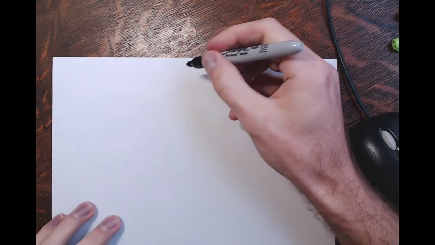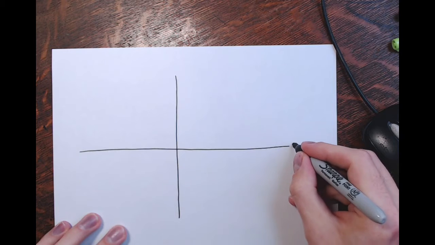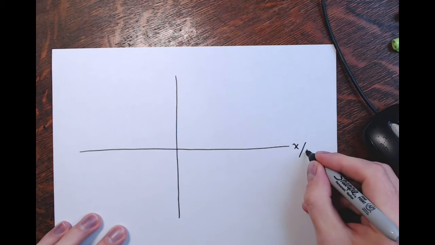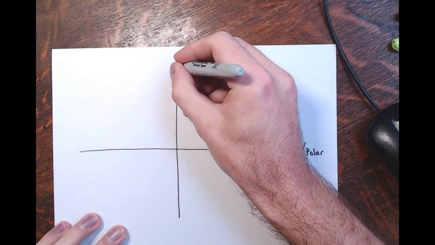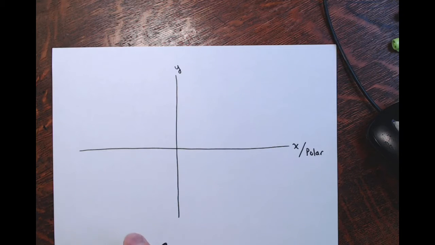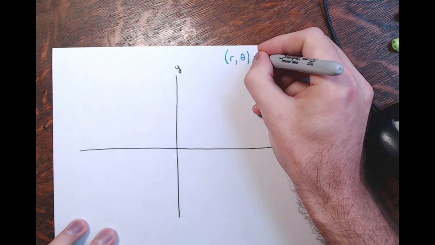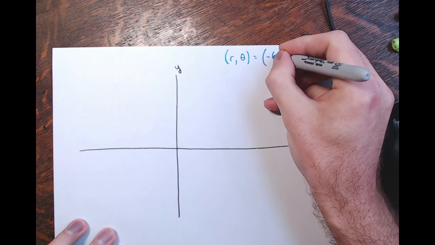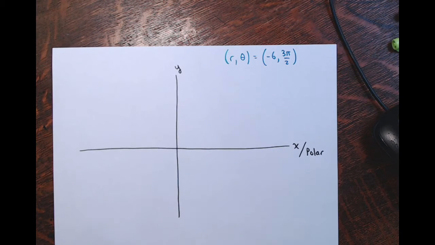We have our axes, vertical axis and horizontal axis. The horizontal axis is called the x-axis in rectangular, and just the polar axis in polar. And then you have the y-axis in rectangular. Now we are given polar coordinates, the value of r and theta, and this is -6, comma, 3 pi over 2, or 270 degrees. So remember how to plot these points.